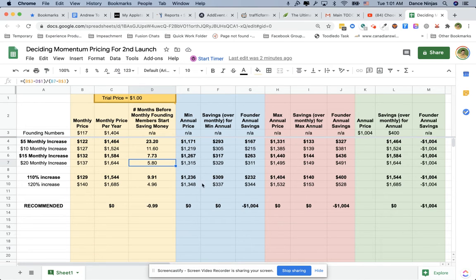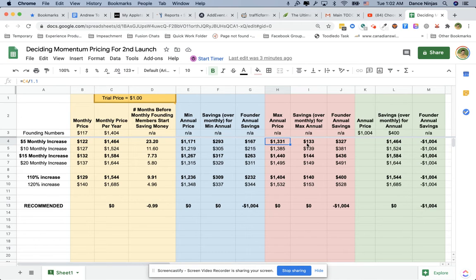Now, the next thing to think about is, based on this, what is our price going to be for annual? You can see this is the minimum annual price I would recommend, which is basically this number here, the monthly price, divided by 1.25, right? And then the maximum annual price I would recommend is this monthly price per year divided by 1.1, right? So it's basically saving them somewhere between 0.1 and 0.25%.